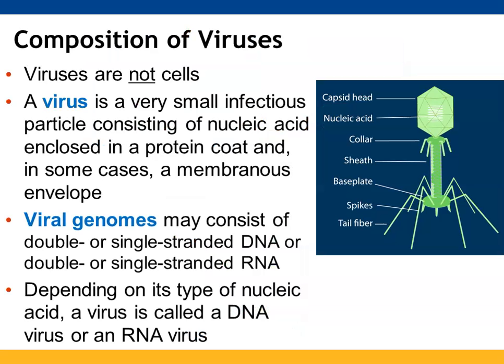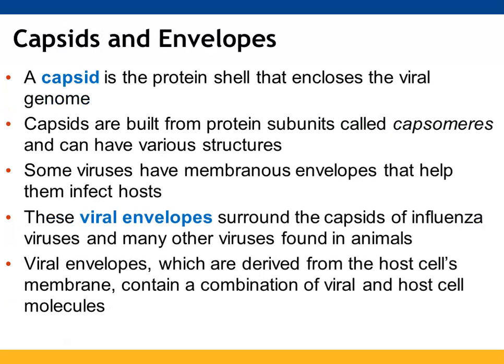Viruses, again, are not living things. They are not cells. They are super duper small. They have a nucleic acid that's enclosed in a protein coat, and then depending on the type of virus, that may be surrounded by a membranous envelope. Viral genomes can be double-stranded or single-stranded DNA or RNA, and obviously the type of nucleic acid will determine the type of virus it is. That's like the T4 robot.